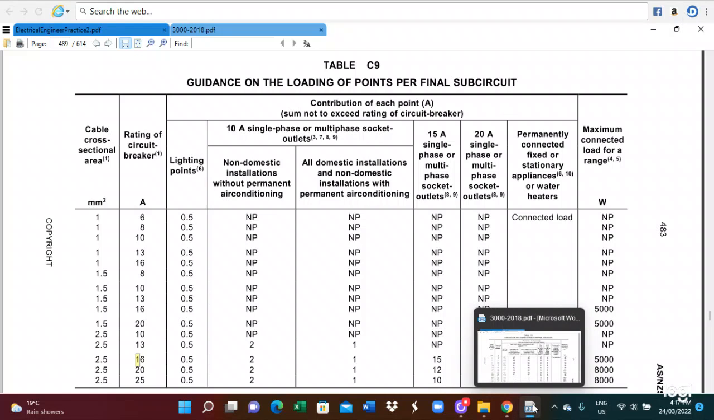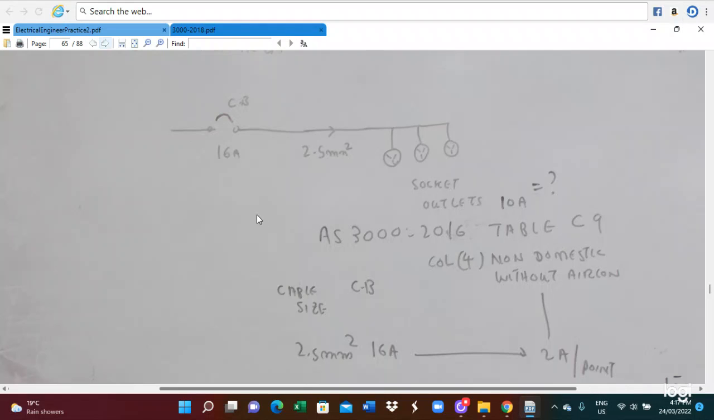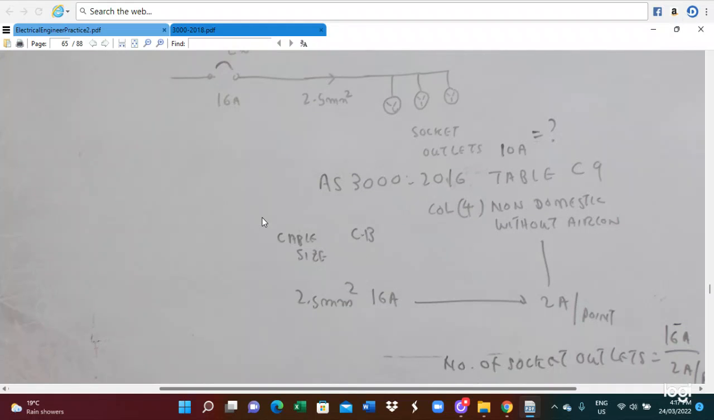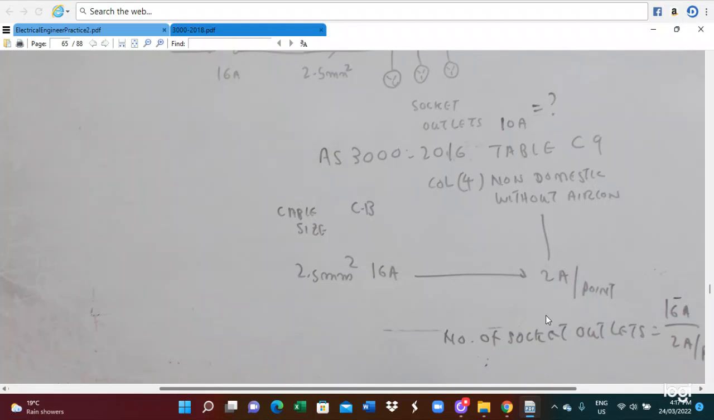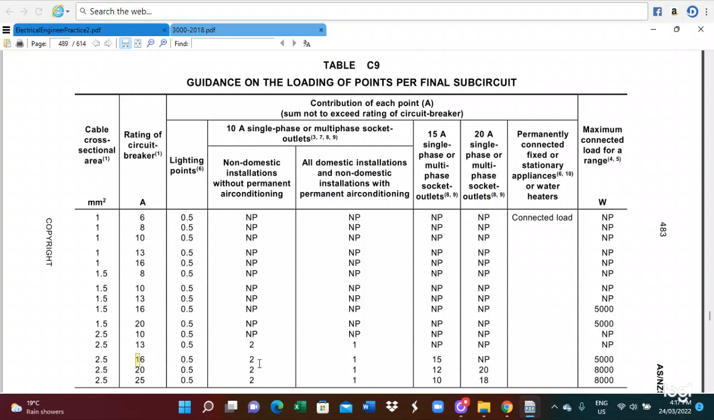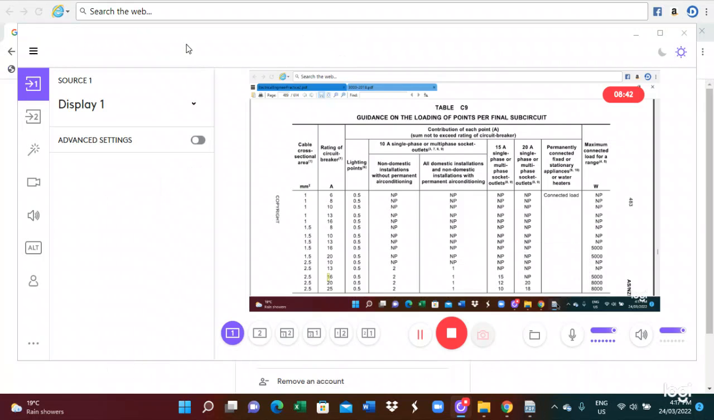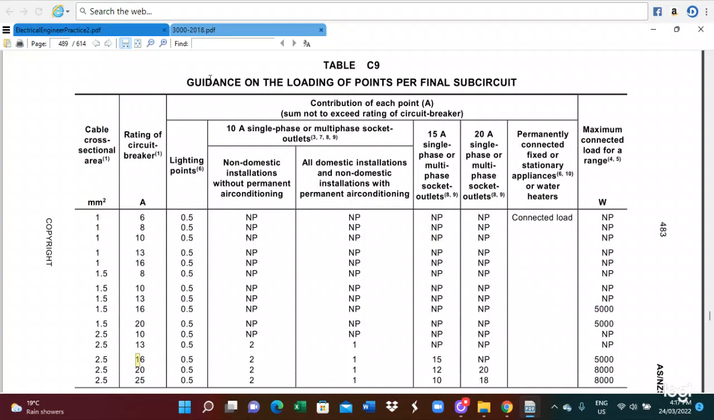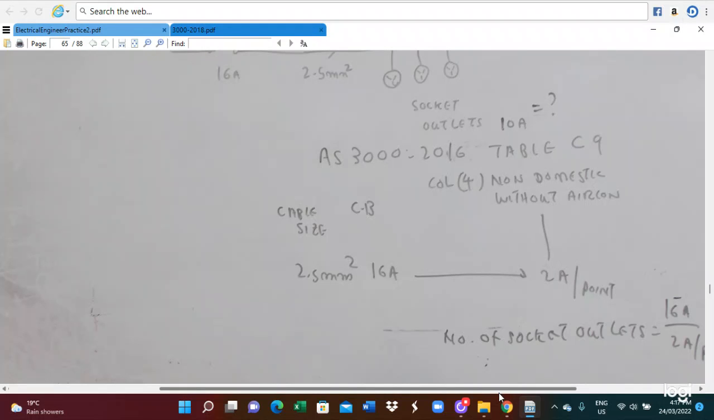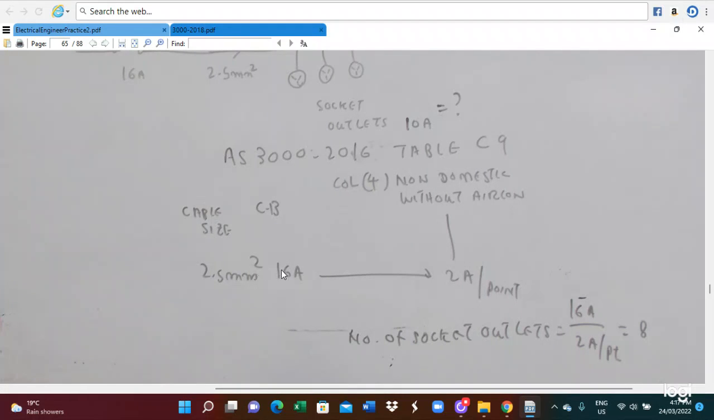So in this program, 2 ampere per point you can utilize. So every point can use 2 ampere. This is a current rating. So in this case, if you connect a 10 ampere socket outlet, every point can utilize 2 ampere current. So every socket outlet is 2 ampere. But the circuit breaker rating is 16. So 16 divided by 2 ampere, you can connect 8 points. So this is the way we calculate it.